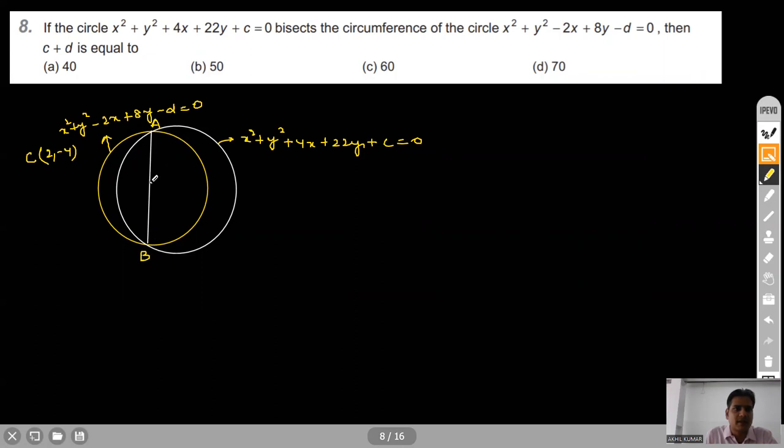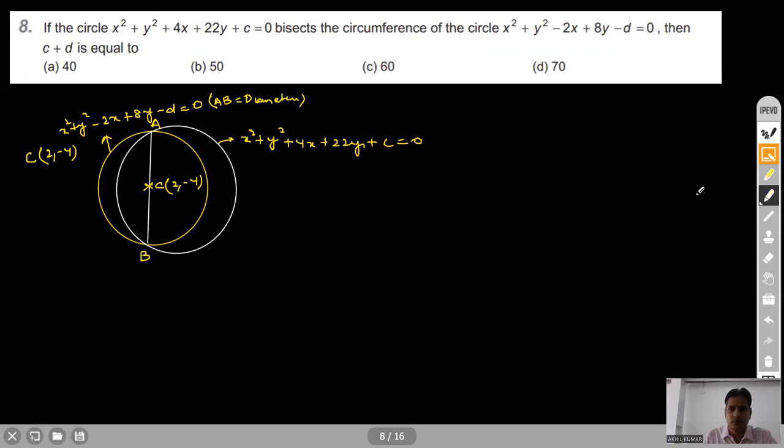I'm naming this diameter as AB. So the center coordinates will be 2, -4. Since this white colored circle is bisecting this yellow colored circle, what does it mean? Bisecting the circumference means if we join the points of intersection of both these circles, that line will pass through the center of the circle, and that line will be the diameter. So AB will be the diameter of the yellow circle, which will pass definitely through the center. What we have to find is the value of C plus D.